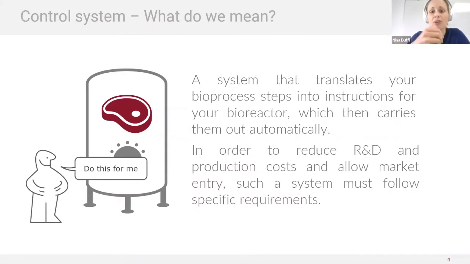A control system is a system that translates your bioprocess steps, so what you are doing with your cells, into instructions for your bioreactor, which then has the job to carry out the steps automatically. We believe that we can help reduce R&D and also production costs by having a control system with specific requirements or features, depending on how you want to call it. I'm going to go through these requirements together with you, and then I'm going to show you why I believe these features allow us to reduce the cost of R&D and in production.